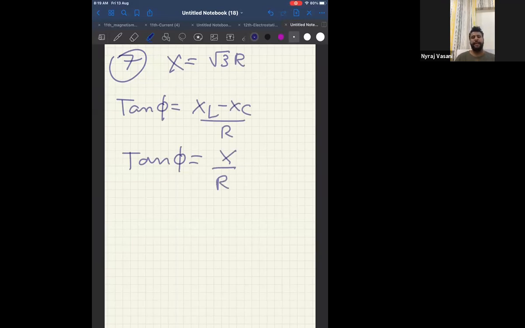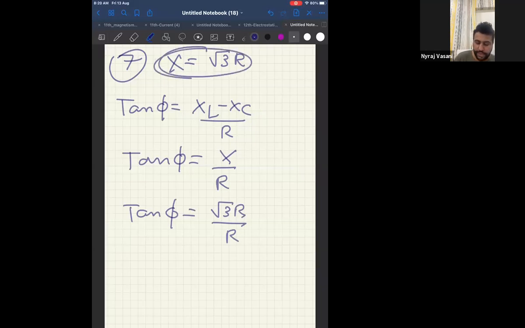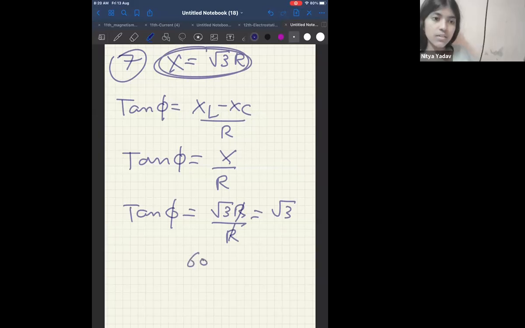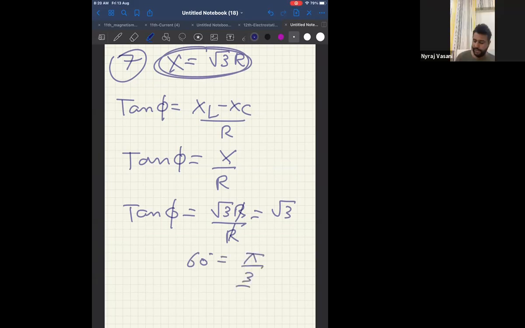Please look at the screen. In general, I will take it is X by R, that is reactance by resistance. Or I can say tan phi is equal to X can be written as root 3 R by R. Because in the question, they have said reactance is root 3 times the resistance. Therefore, R and R will cancel. I will get tan phi equal to root 3. Now tell me, tan of which angle is equal to root 3? 60. Tan of 60 degree or pi by 3. As simple as that.